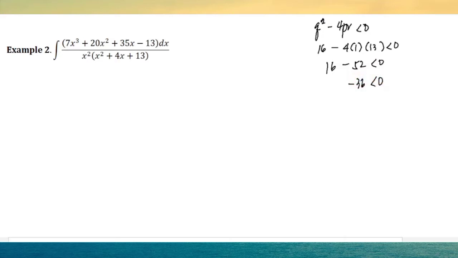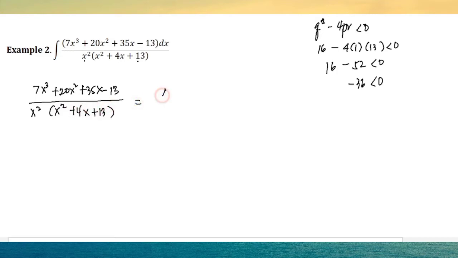So meaning, this is a distinct quadratic factor. And here, our x squared is a repeated linear factor. So what we are going to do is remove the integral sign first, and we have here 7x cubed plus 20x squared plus 35x minus 13 over x squared times x squared plus 4x plus 13.